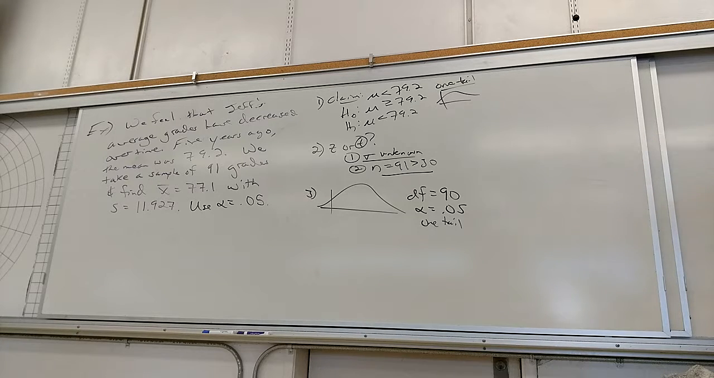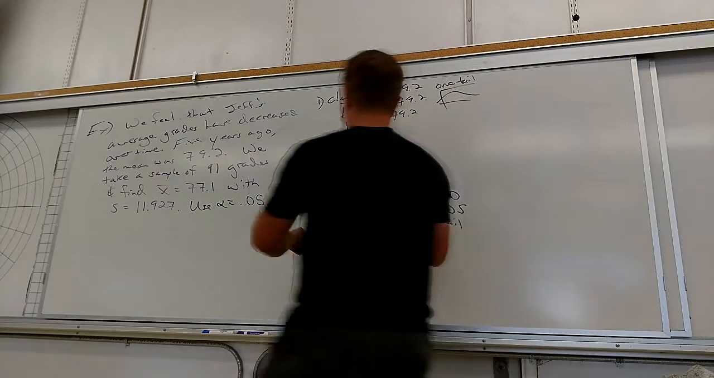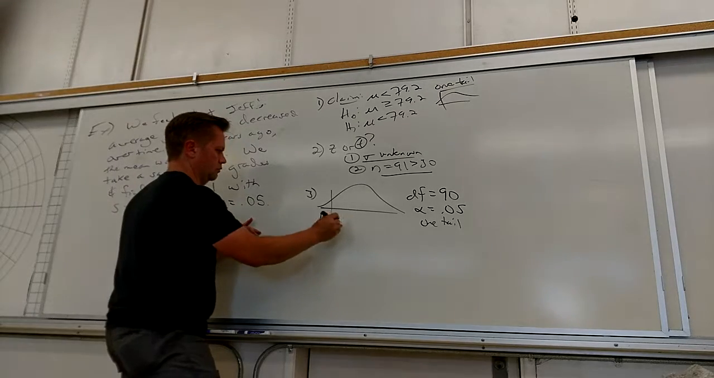So your degrees of freedom is 90, alpha 0.05, and one tail. So you should be looking at this column, stop at 90, and what do you see? 1.662. I heard somebody, and I heard somebody else with the wrong one. So what will it be?